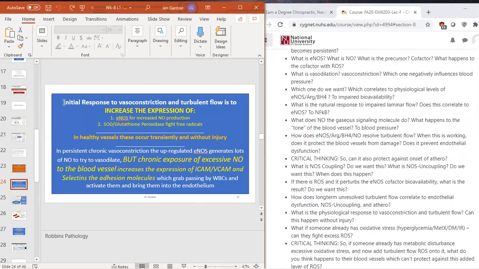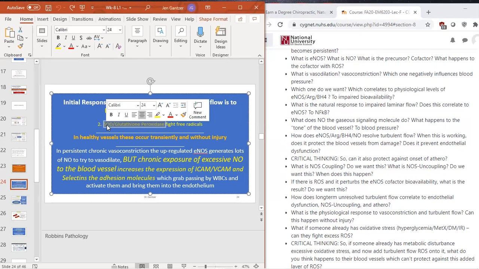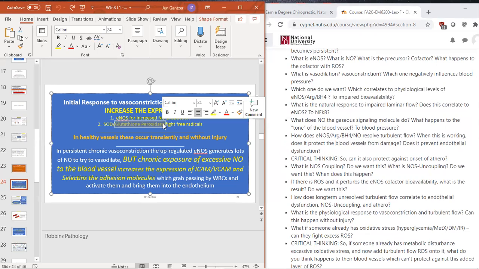Now, once you have that initial response to turbulent flow, look at this. Not only do we have eNOS, which is generating nitric oxide, but check this out. I hope you recognize SOD and glutathione peroxidase. So what happens, refer back, Clinical Pearl, NRF2. What is NRF2? NRF2 is your anti-inflammatory transcription factor, and when it gets activated by oxidative stress and free radicals, it turns on the genome to synthesize and increase the expression of superoxide dismutase, catalase, and your glutathione peroxidase.